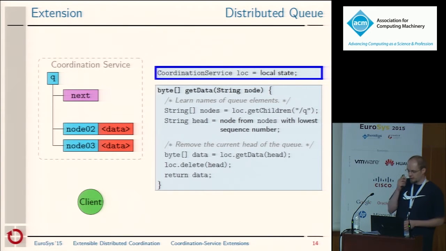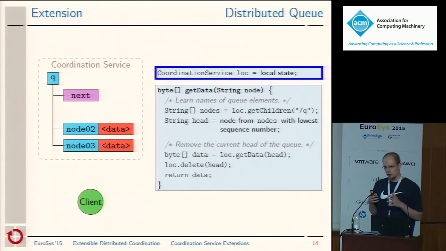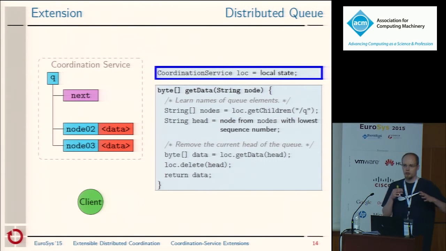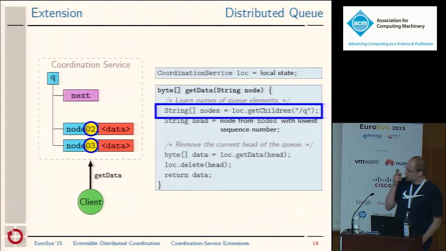The first difference we notice is that an extension, in contrast to a client, is able to locally access the coordination server state. So we don't need remote calls anymore. All calls to the state from an extension are local. So that's good in terms of performance. Now, in this case, as I said, the extension is triggered when someone calls getData on this node next.